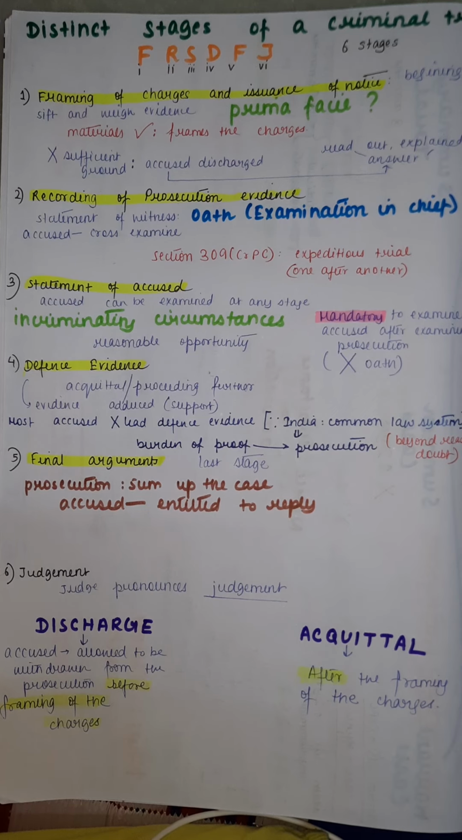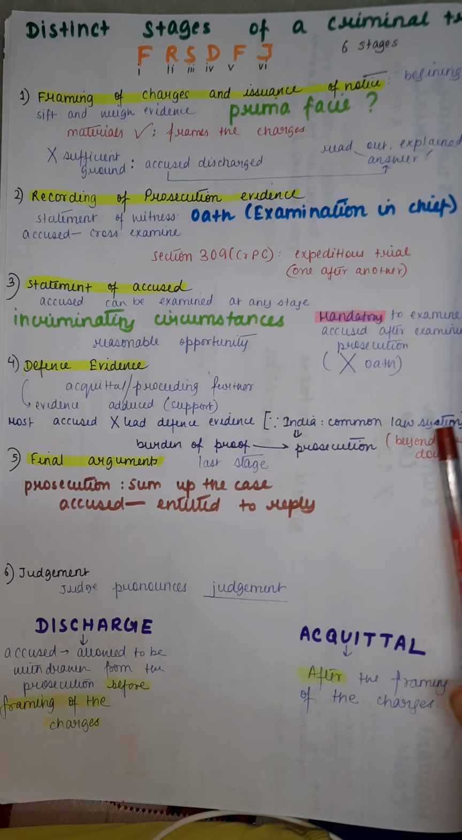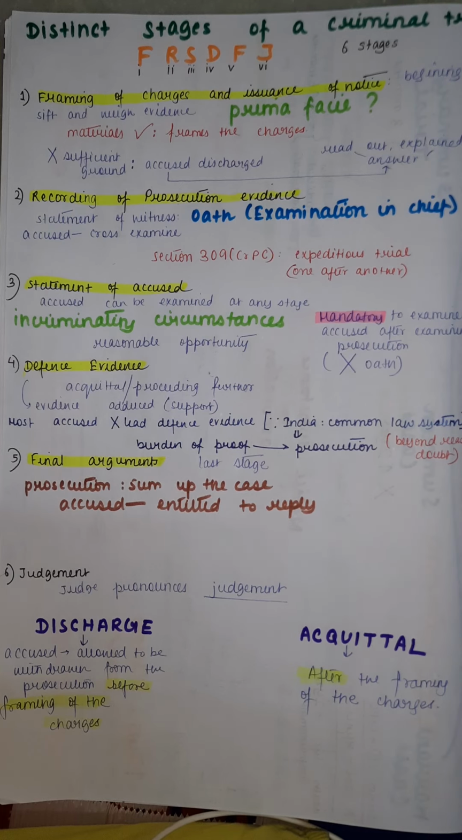Now, in India, what happens? Most accused do not lead defense evidence. Why? Because India is a common law country. It follows a common law system. I explained this in the previous section. The burden of proof in India is on the prosecution. If I am here with a complaint against a person, I have to explain that the accused has indeed done something. The burden is cast on me, and the degree to which I have to prove the defendant's mistake is beyond reasonable doubt. I have to explain it entirely that the defendant has done it wrong.